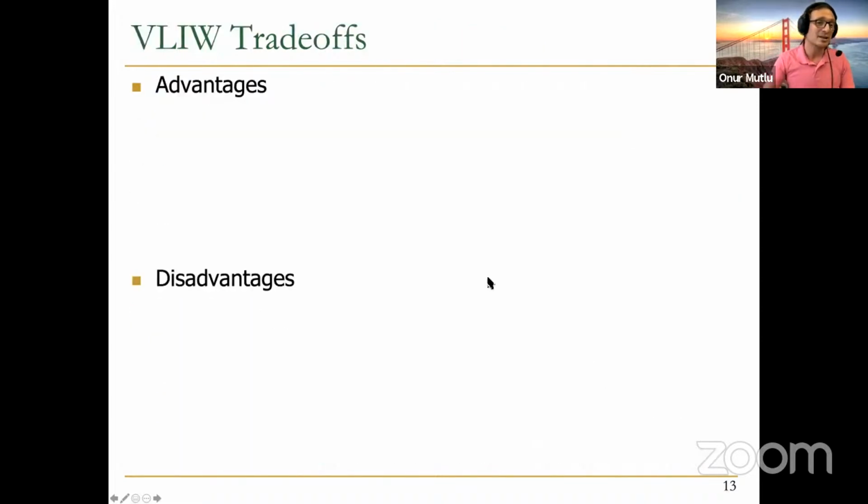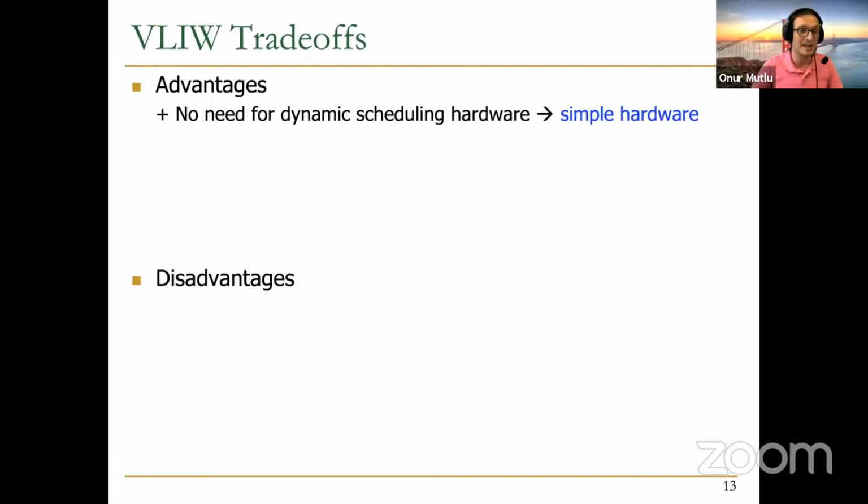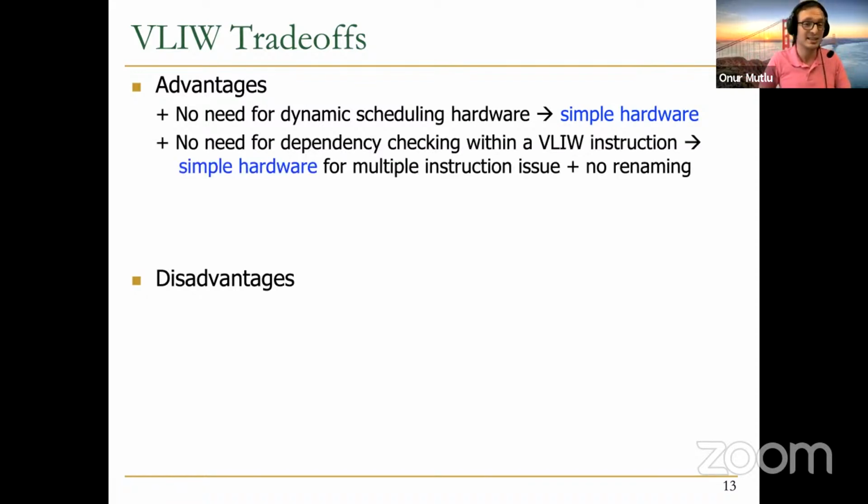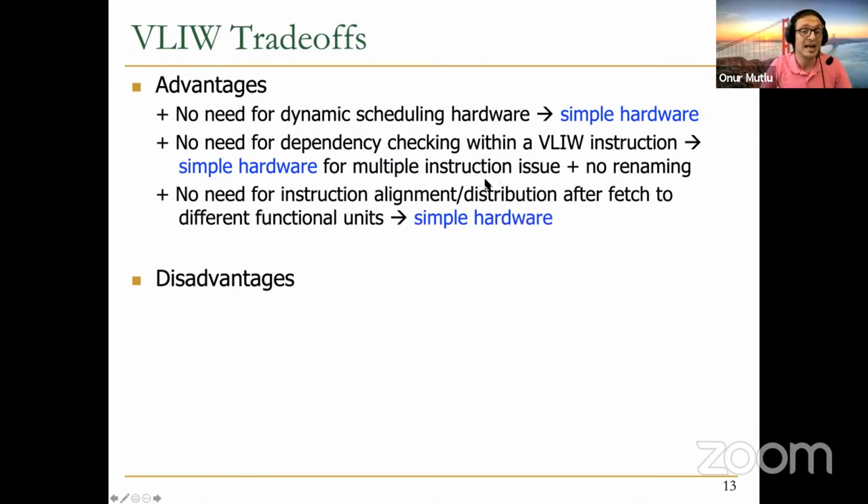Okay, so let's talk about the advantages and disadvantages of the VLIW trade-offs. Basically, the key advantage is there's no need for dynamic scheduling hardware. So out-of-order execution is not needed, assuming this works, of course. So you get simple hardware. And superscalar execution is not needed. Again, dependency checking is not needed. So no need for dependency checking within a VLIW instruction, simple hardware for multiple instruction issue. And there's no need for renaming because compiler handles all of that, hopefully. No need for instruction alignment and distribution after fetch to different functional units. Again, hardware stays simple. You can see that advantages are all simple hardware, right? As expected, because that's the philosophy and that's the principle.